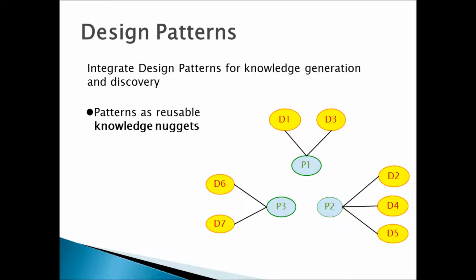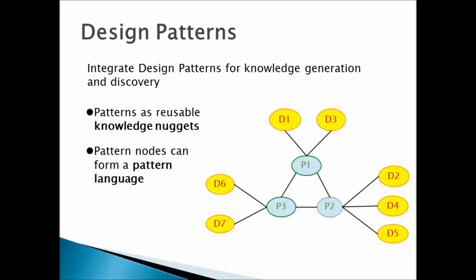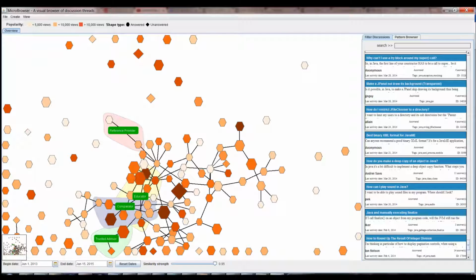The pattern nodes serve as insightful, reusable knowledge nuggets. Patterns can be associated with each other to create a pattern language. The pattern also provides context and actual examples of reusable knowledge by the connections with corresponding discussion nodes in the knowledge graph. Let us take a look at the application.